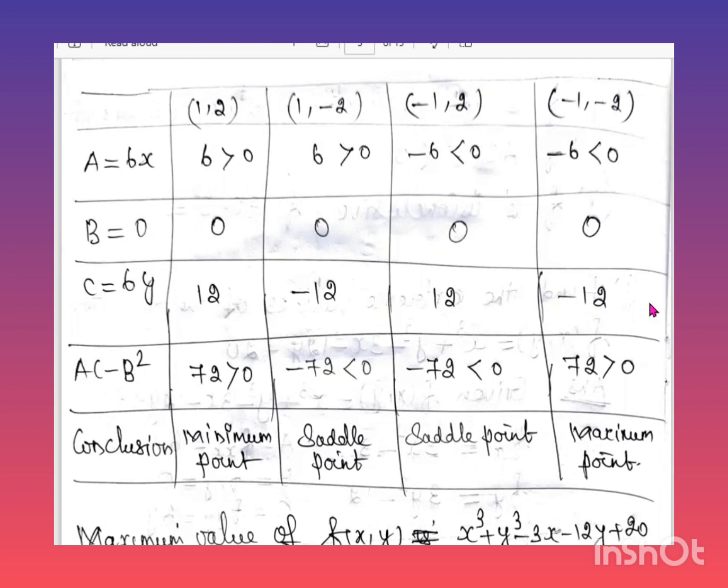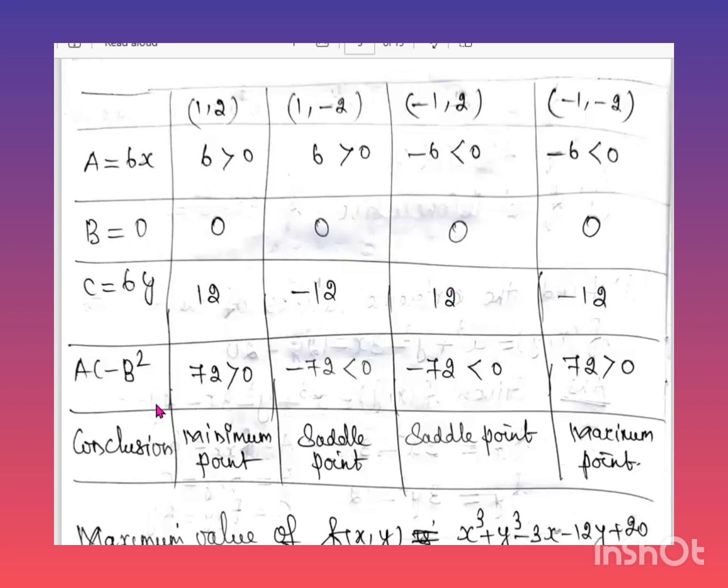First, I have drawn the table. In this way, you have to draw. On the top, I have written the 4 points: (1, 2), (1, minus 2), (minus 1, 2), (minus 1, minus 2). Every point I have written. Capital A is equal to 6x. Capital B is equal to 0, so each column I have written 0. C is equal to 6y.